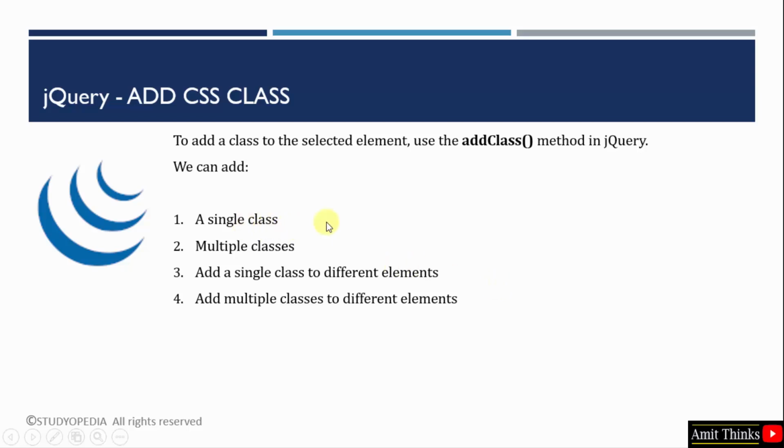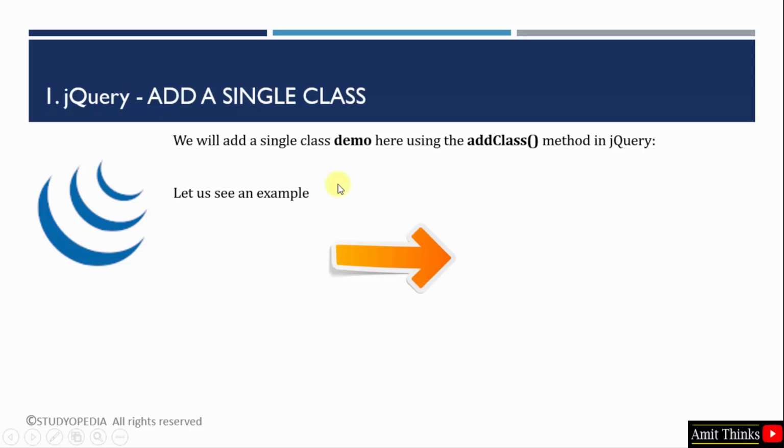Let us start with the first example, single class. So to add a single class, we will use the addClass method on a web page. The addClass is a built-in method provided by jQuery. We will add a single class, let's say demo here. Let us now see the example.